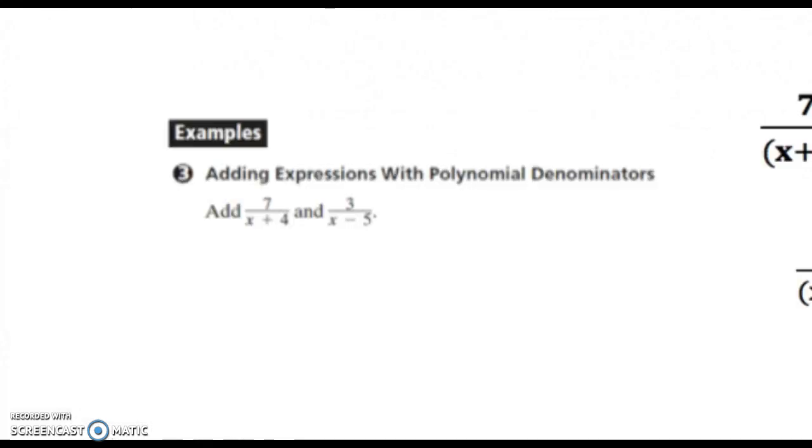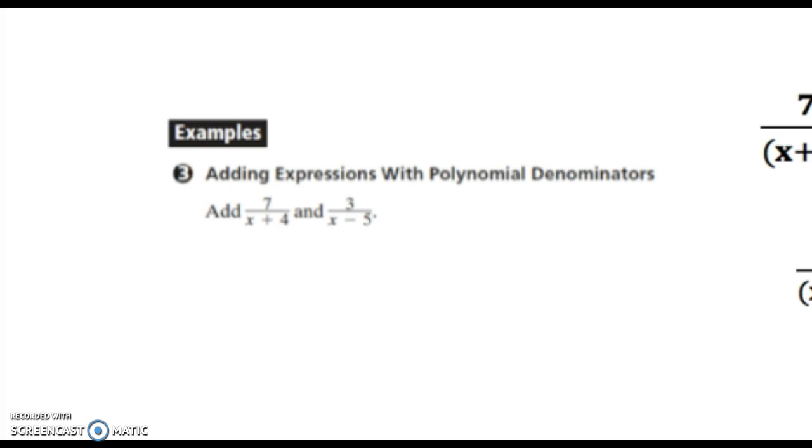So here we are adding expressions with polynomial denominators. So notice we've got x plus 4 in one denominator and x minus 5 in the second. They're not like denominators, so we have to make them like. So our least common denominator is going to be a combination of multiplying x plus 4 times the quantity x minus 5. Yes, that's a quadratic trinomial. That's what we worked on the whole last unit.